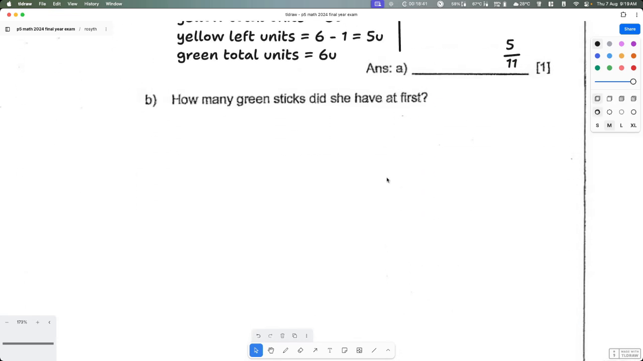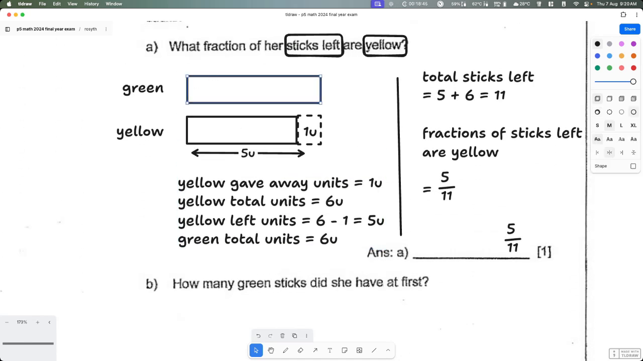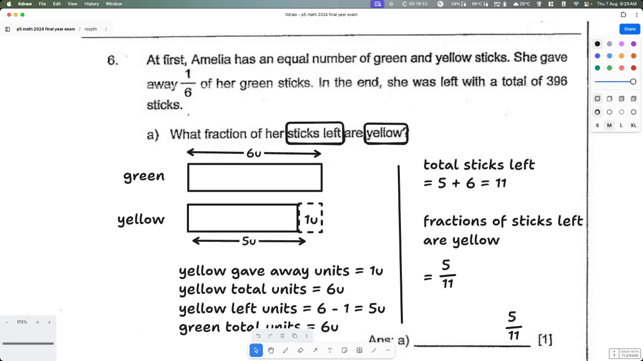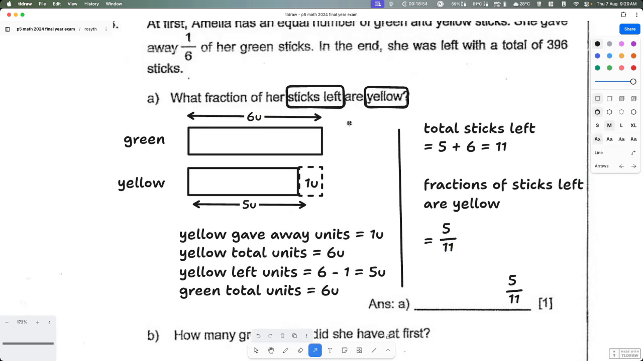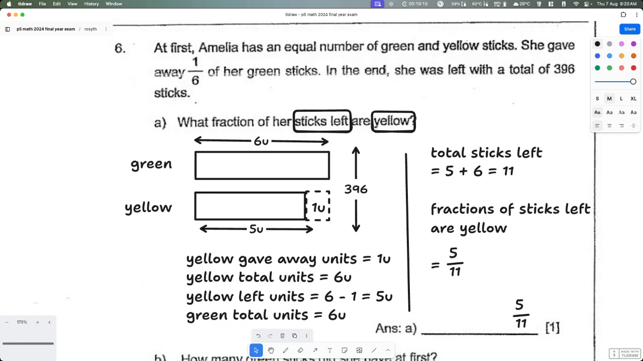Part B: how many green sticks did she have at first? We know that this total is 6 units, and we also know that she was left with 396. With that said, we know total left units is equal to 11 units. Then total left is equal to 396.